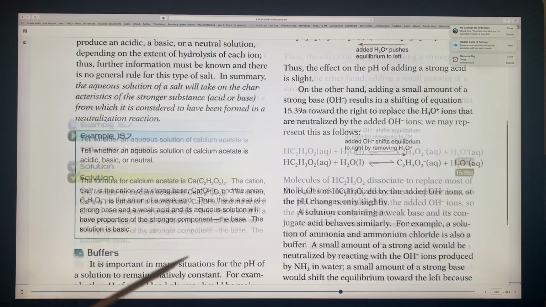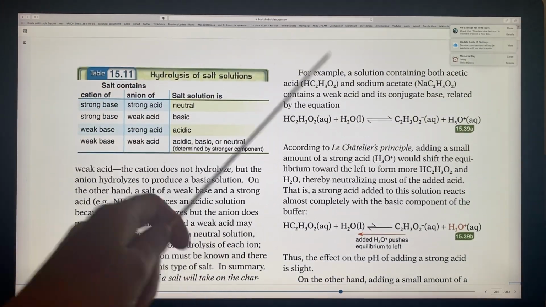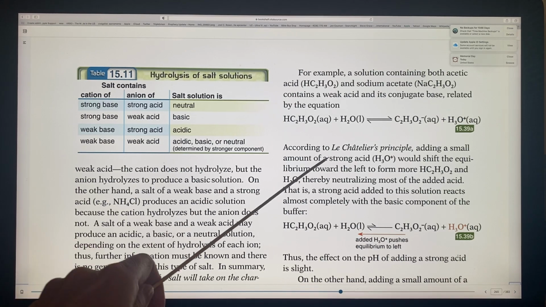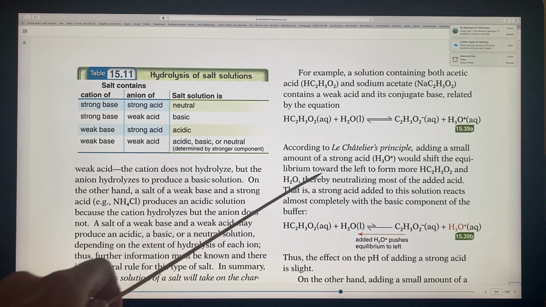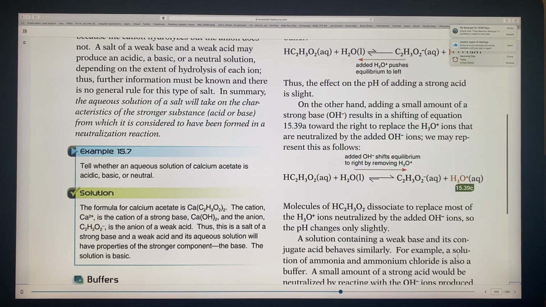It's kind of neat to go through this. I'll let you read this over yourself. But whenever you think of Le Chatelier, I always think of Chatelier as shift. It's going to shift the equation, shifting right away to get rid of the acid or the bases.